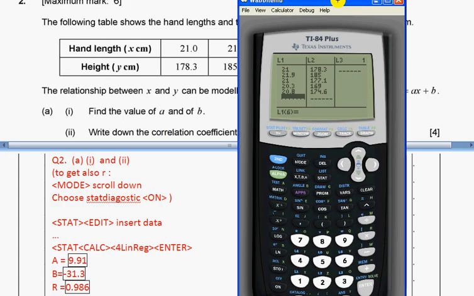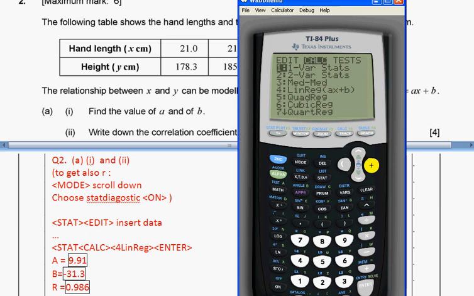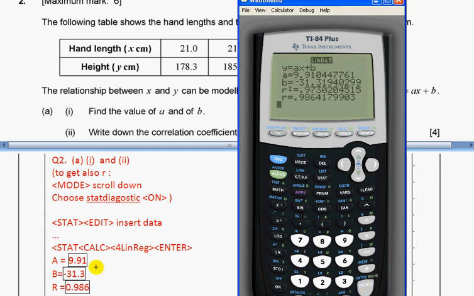So we change mode, stat diagnostic on. We made the list. Now we are going to calculate. So we press stat, and here we have to move to the right, calculate, and we are going to calculate line 4, regression line ax plus b. So we choose line 4, and here we see X list L1, Y list L2, and press enter, and here is the answer. So a equals 991, b equals minus 31.3, and r equals 0.986.